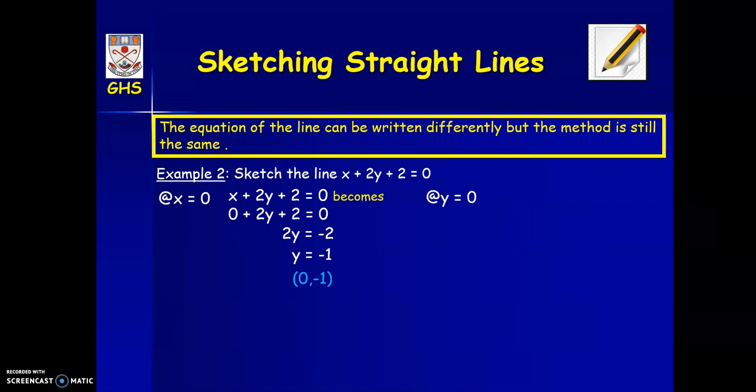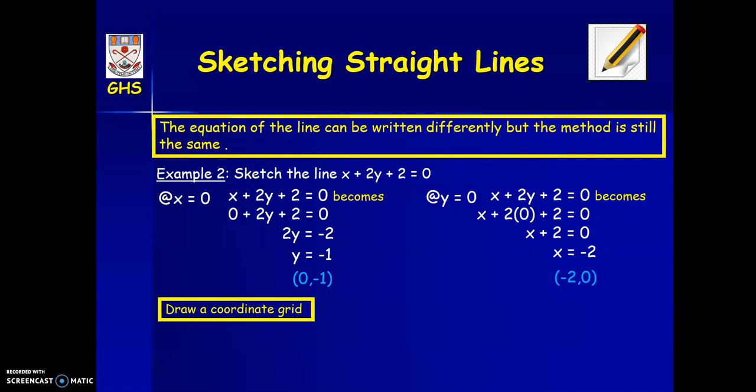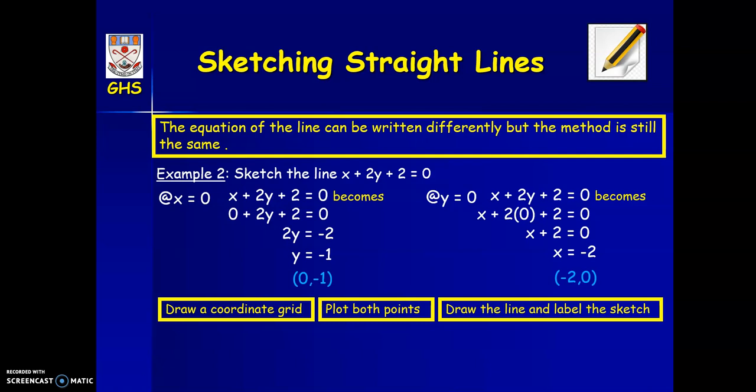On the x-axis, the y coordinate is 0. So the equation becomes x plus 2 times 0 plus 2 equals 0. Simplifying this again, we end up with x plus 2 equals 0. Remember, two nothings are nothing, so that's disappearing. Take the plus 2 over, and we end up with x is equal to -2. So the x coordinate first, -2, and the y coordinate second, 0. Following the same steps again, draw a coordinate grid, plot both points, draw the line and label the sketch. So on the next slide you'll see this.